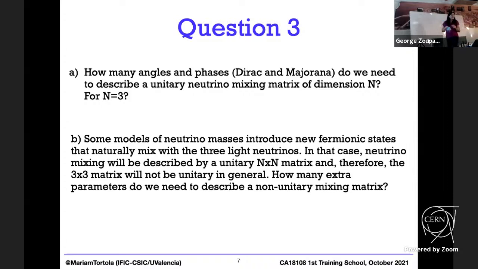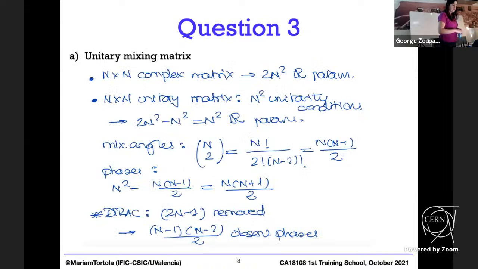Some of you have already obtained the results. So my goal here was just to look carefully at the slide we have seen before with the different parameters, to understand where all these parameters come from. So for instance, concerning the unitary mixing matrix, if we consider a dimension n complex matrix, in principle one has 2n² real parameters. But if it is unitary, then we will have n² unitarity conditions. So then we can remove n² parameters, and we will end up with n² real parameters.